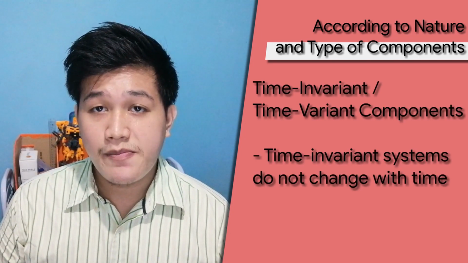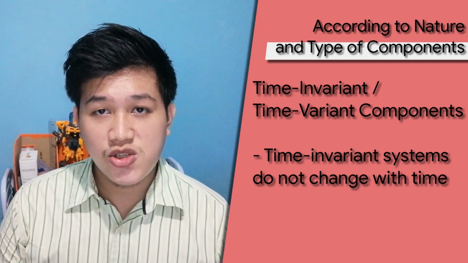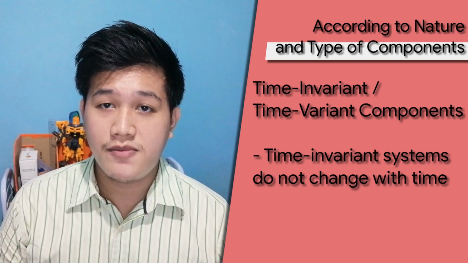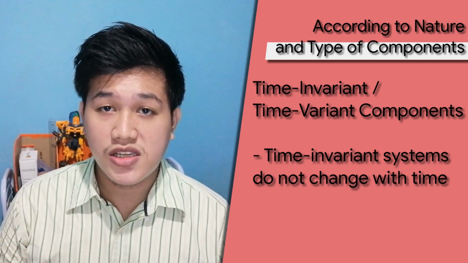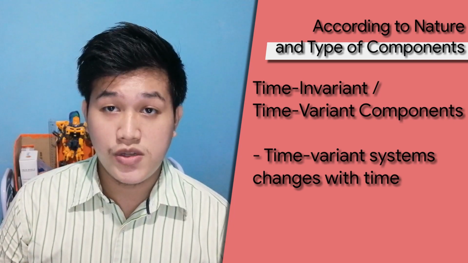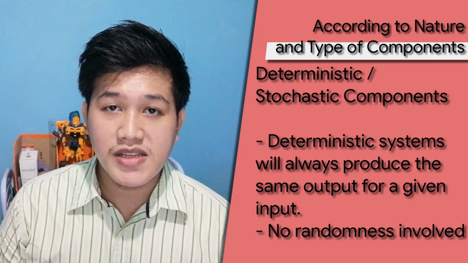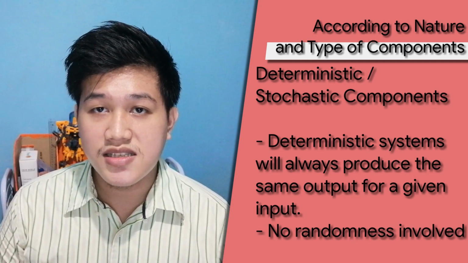Time invariant system parameters do not change with time. This means that the equation has two variables that has time with them but is negligible when computed. Time variant system parameters, on the other hand, change with time, as time is one of the variables. Next is deterministic or stochastic components.